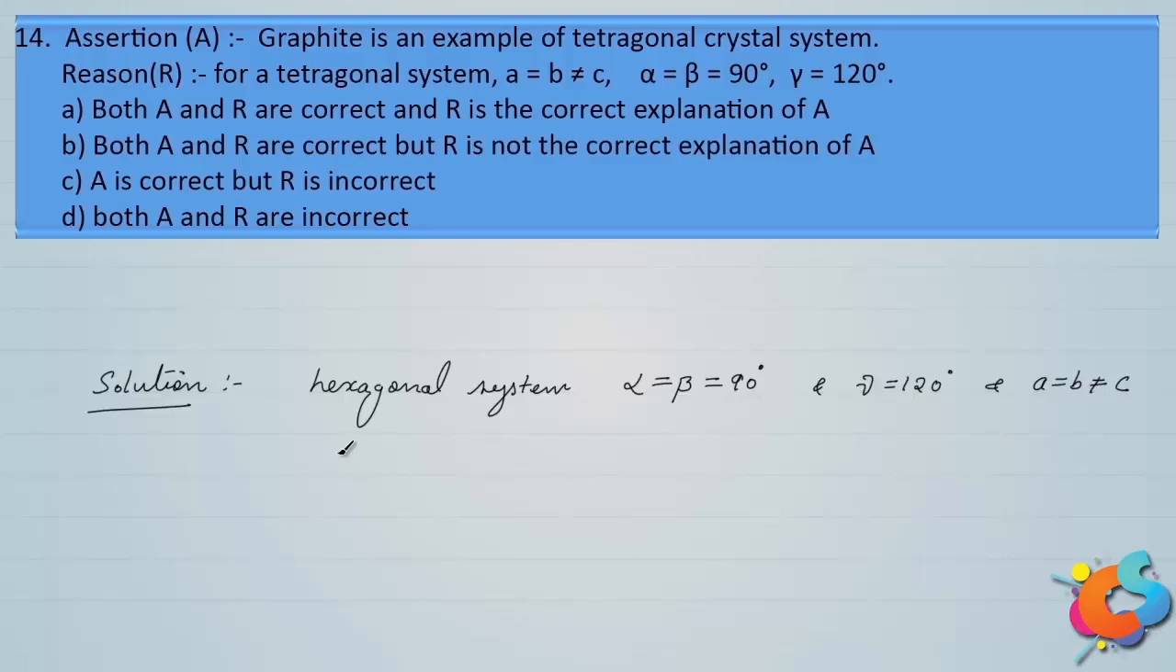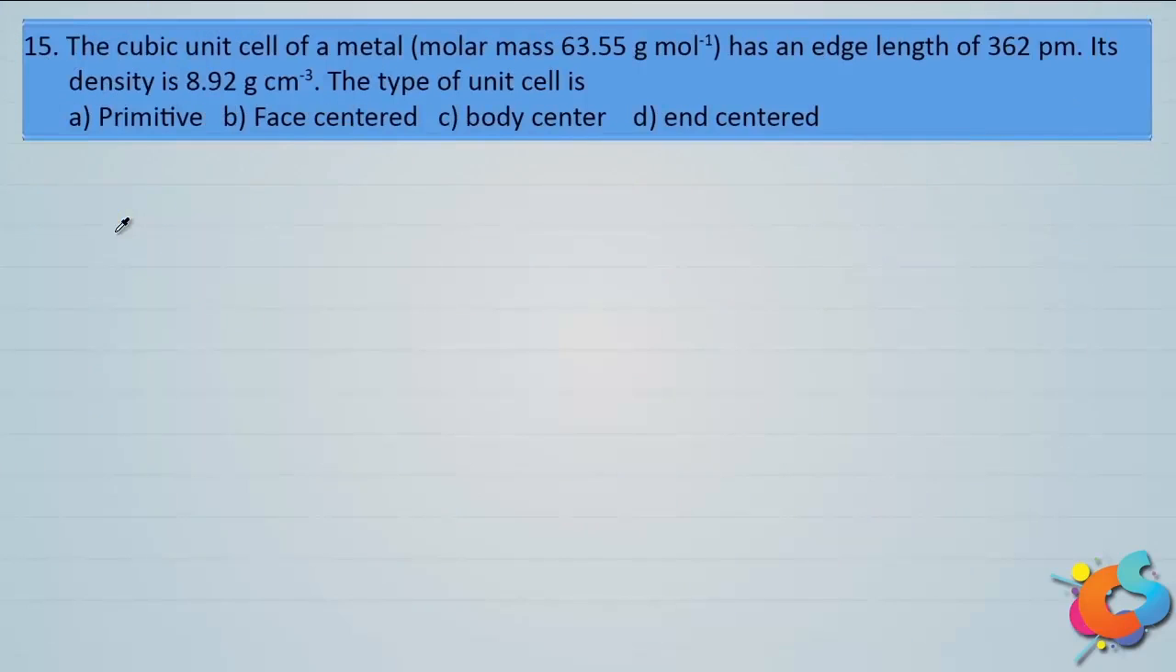Whereas for a tetragonal system, alpha is equal to beta is equal to gamma, which is equal to 90 degree, and A is equal to B where B is not equal to C. Therefore, both the statements are false and hence the right option is option D. Let's move on to the next question.